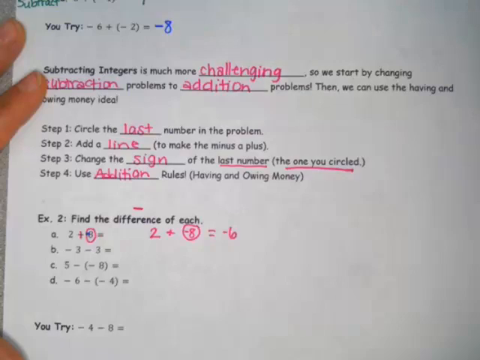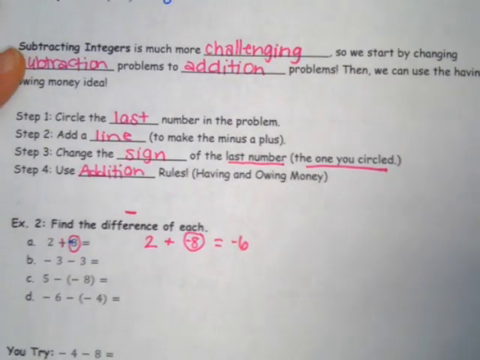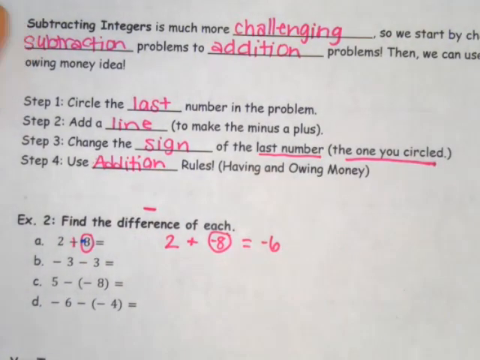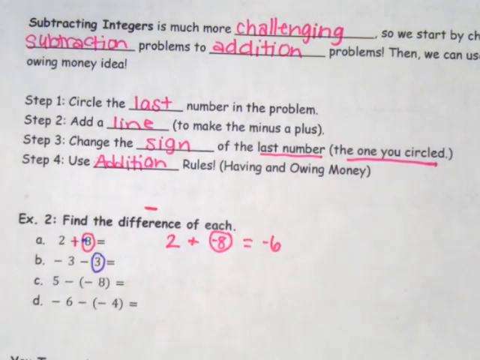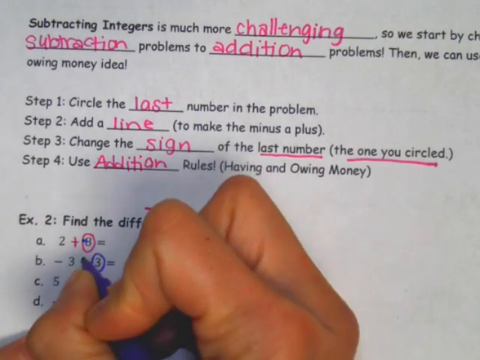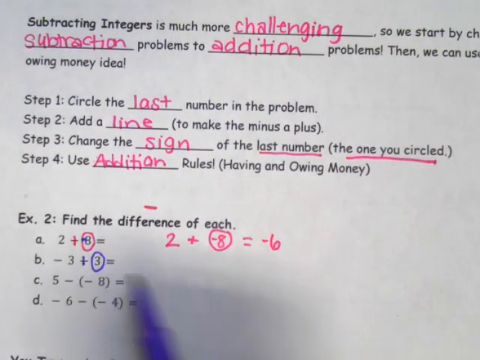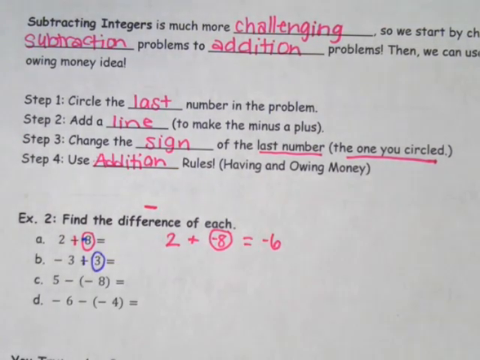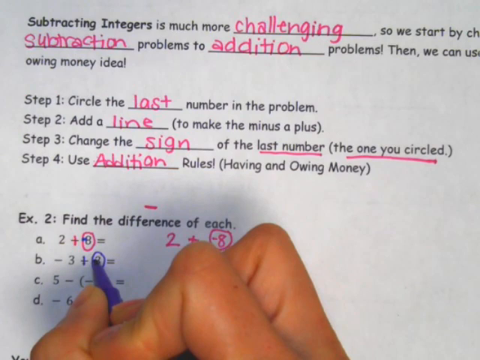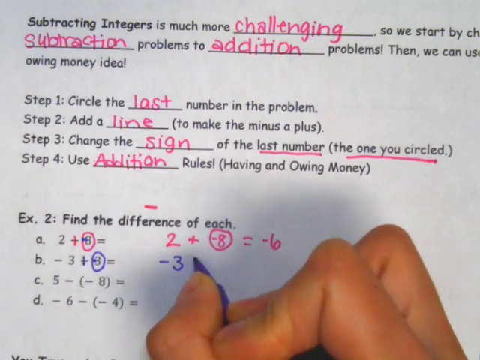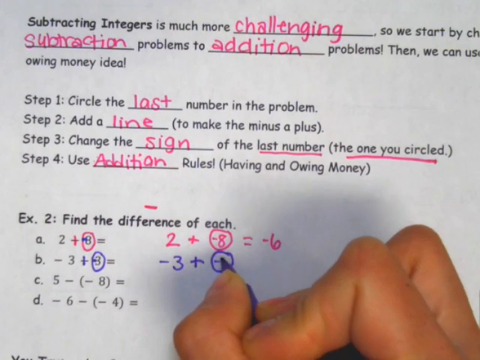All right, let's try it again. Let's zoom this in a little bit. Hopefully this focus is better. Okay, I'm going to use a different color to keep it separate. Let's do this. Circle the last number in the problem. That's a 3. Okay. Add a line to the minus sign. And then we're going to change the sign inside that circle. There's no sign in there, so we have to put a negative. Again, I'm going to write it bigger because it's hard to see. So this now should say -3 plus, and then inside the circle now we have a -3.